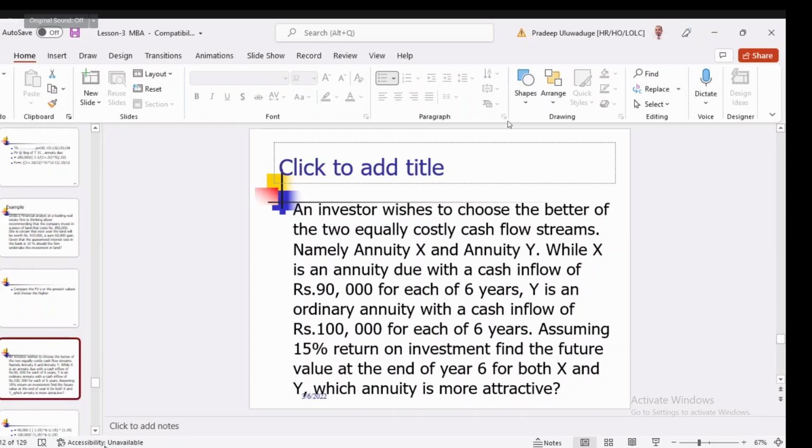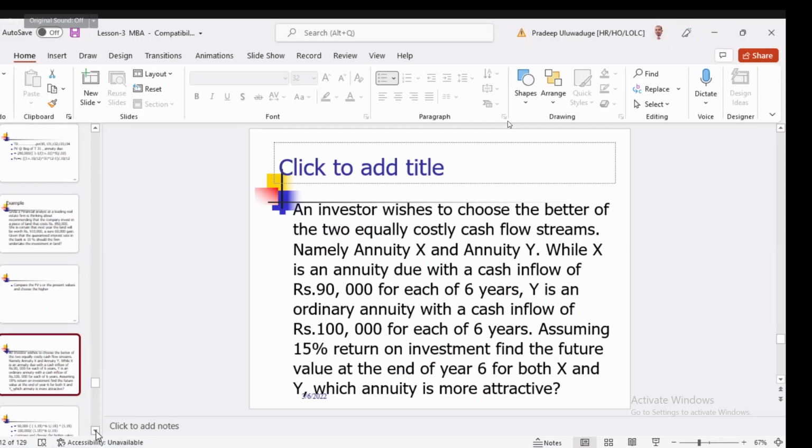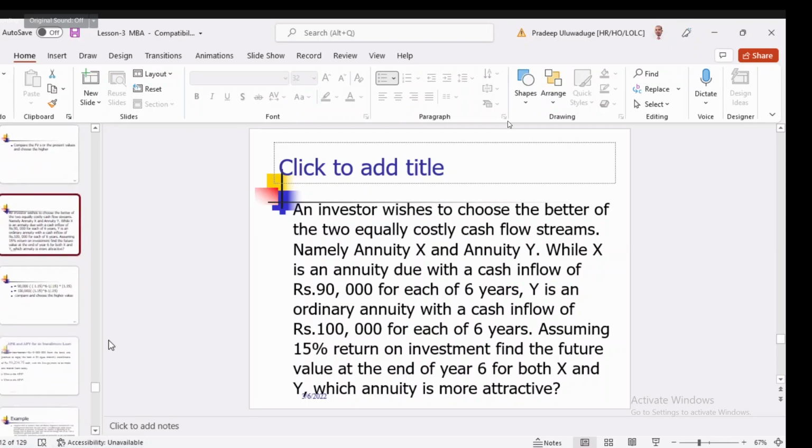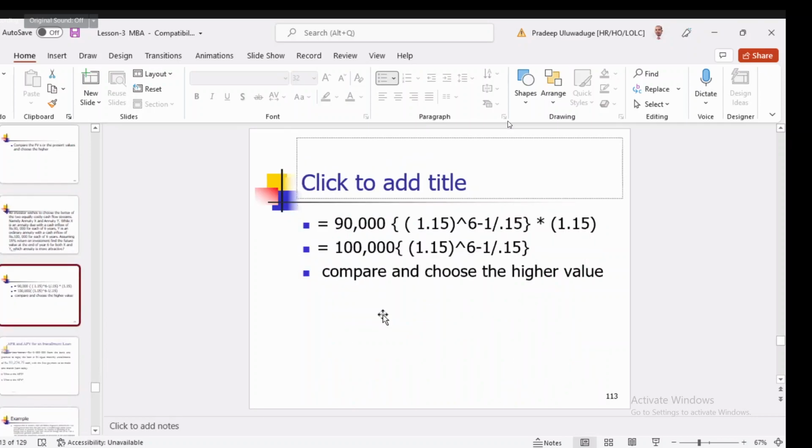So you are supposed to calculate the future values. You are supposed to calculate the future value of 90,000, which is an annuity due. So we multiply it by 1 plus R. The other one is an ordinary annuity. You can simplify and then choose the higher value. Right.